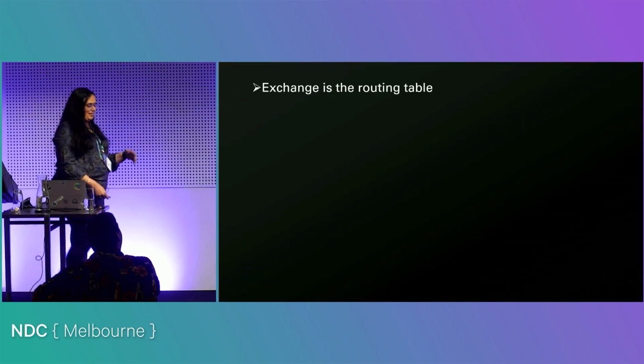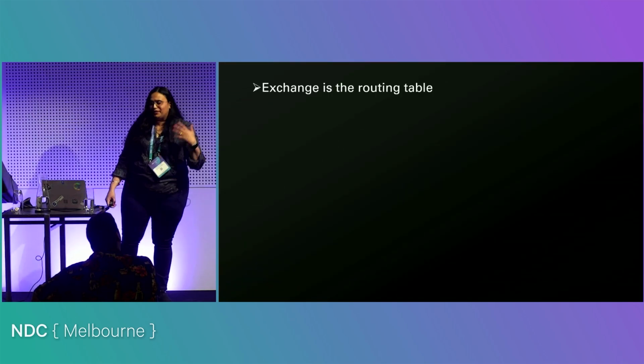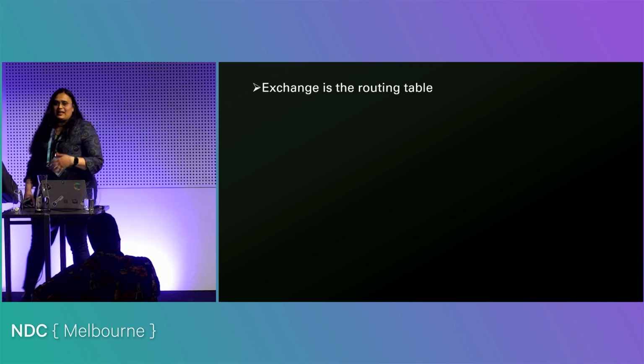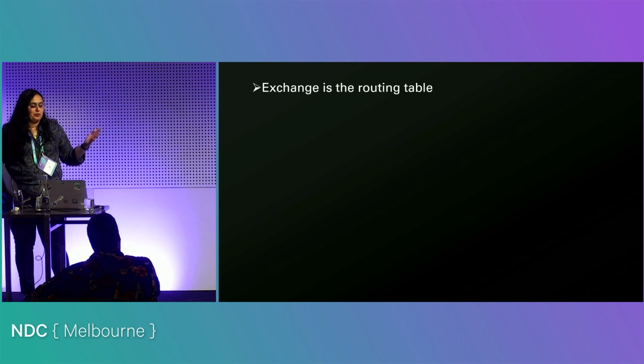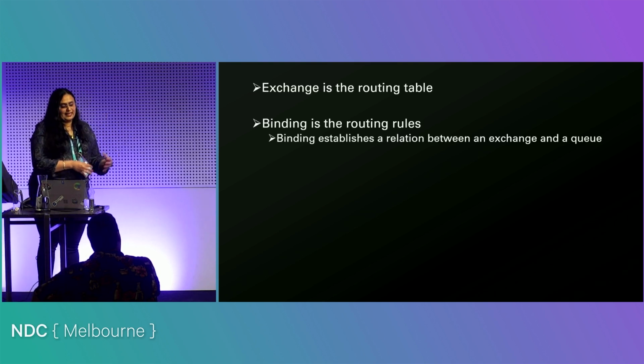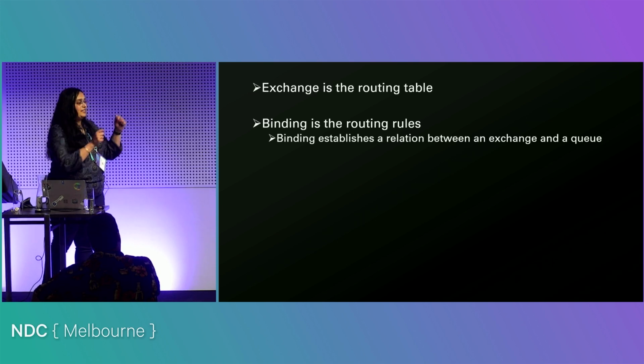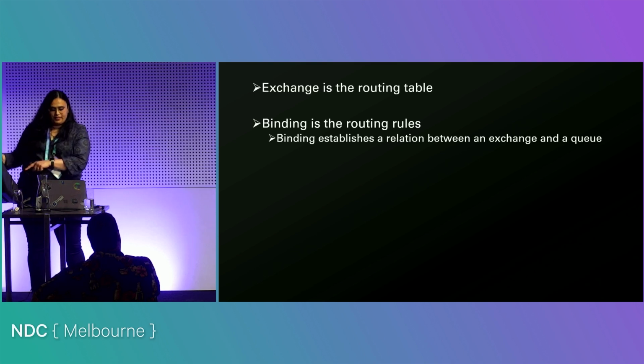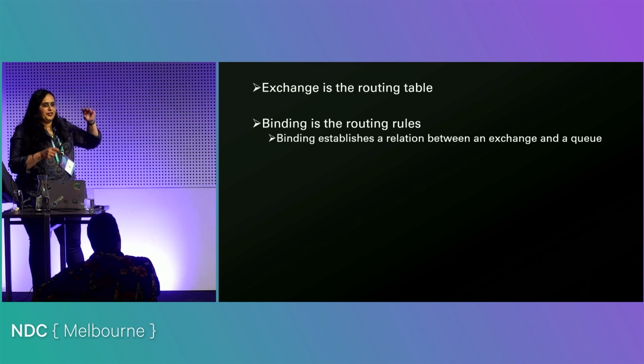So exchange is basically your routing table. When you have an exchange defined, that is your empty routing table. It doesn't know what to do. And that is where bindings come in, which is your routing rules, and tells the exchange, hey, this is the routing rule that I have in place. I am bringing in a queue and binding to you using this routing rule. So work according to this rule. Don't go away from the rule, work according to the rule, and make sure that messages are received. So binding is kind of a relation between the exchange and a queue.